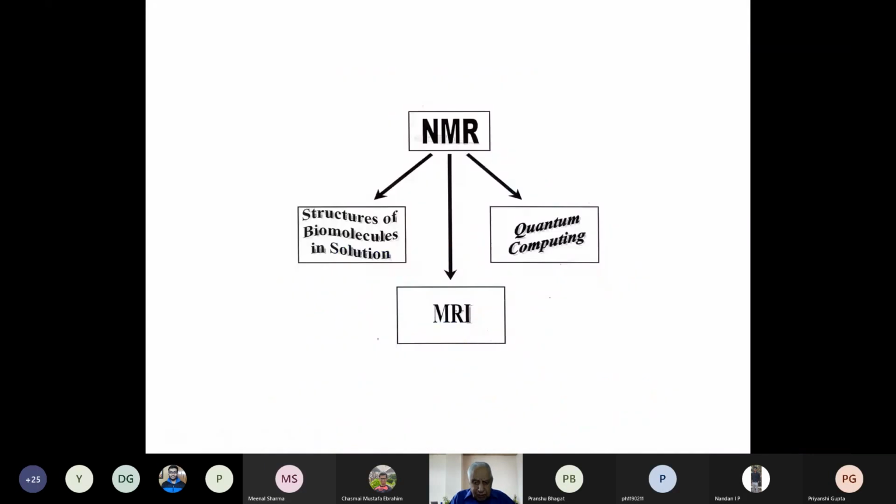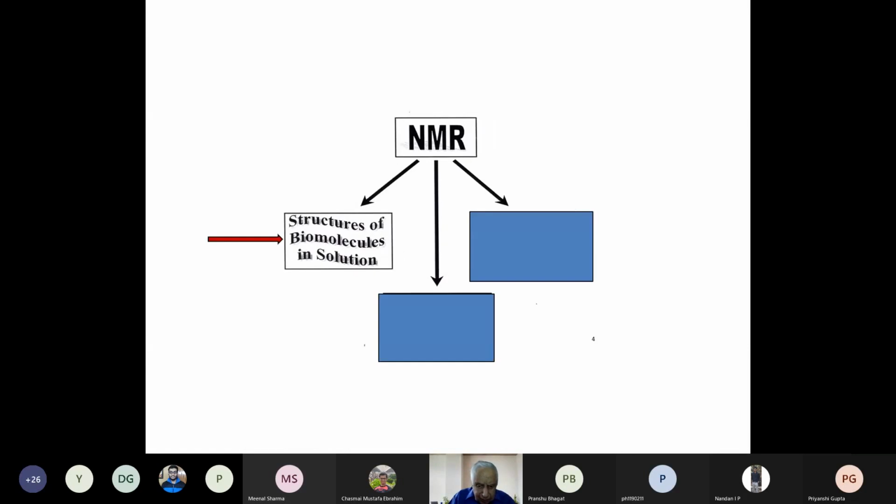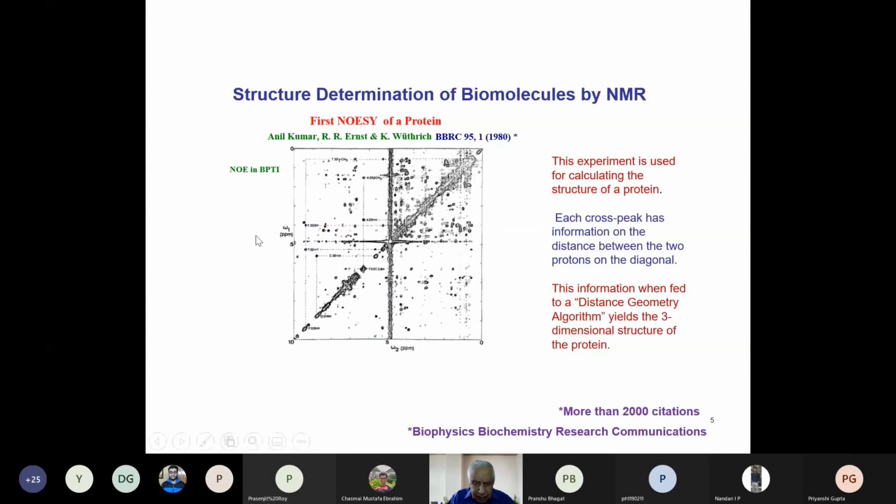Now, NMR has two major and one minor applications. The major applications are structures of biomolecules in solution, and MRI, which has now become a household name, and a minor application is quantum computing. I have participated in all three activities of NMR, and I will briefly mention those. So, for example, for doing structures of biomolecules in solution, we used this experiment that I did in 1979-80 when I had gone for 1 year to Zurich. It's called nuclear Overhauser effect spectroscopy.